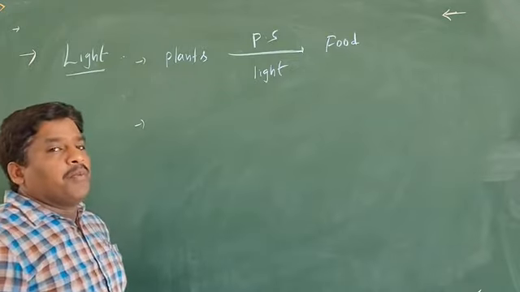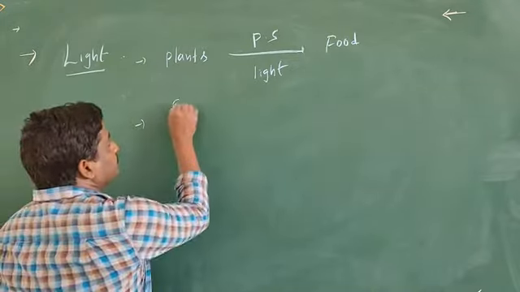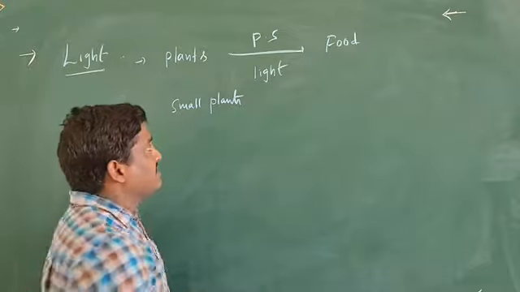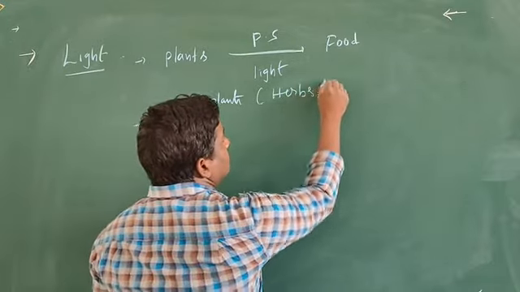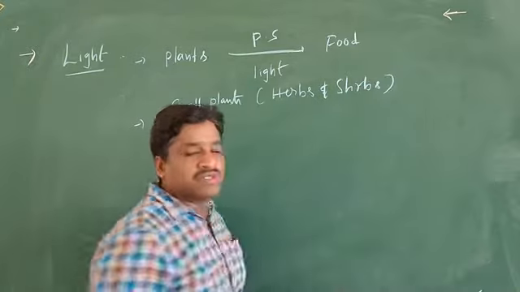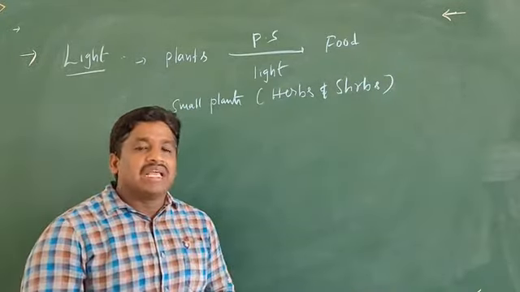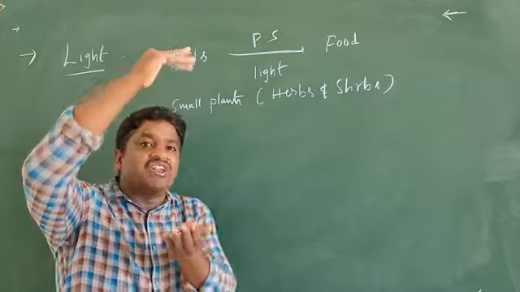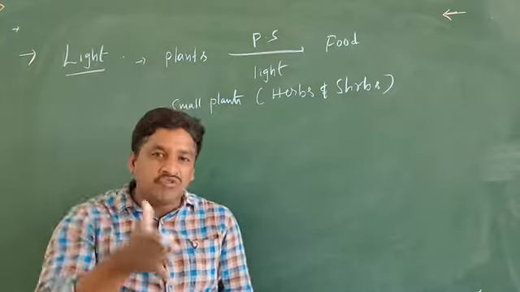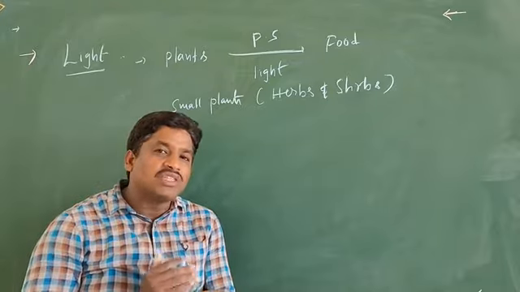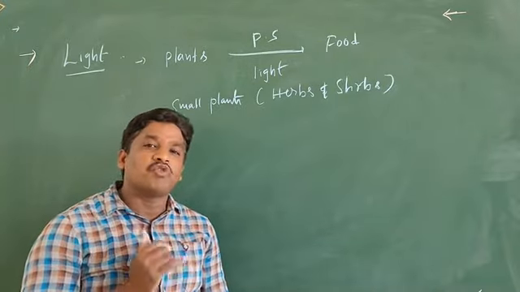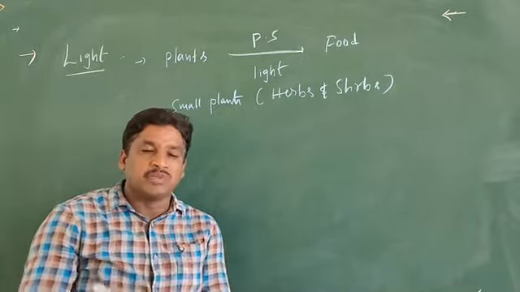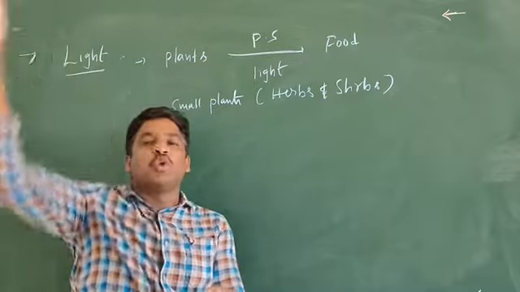Next, many species of small plants, such as herbs and shrubs, live under the large canopies of trees. So how do these herbs and shrubs perform photosynthesis? Above these herbs and shrubs, a large canopy is present.